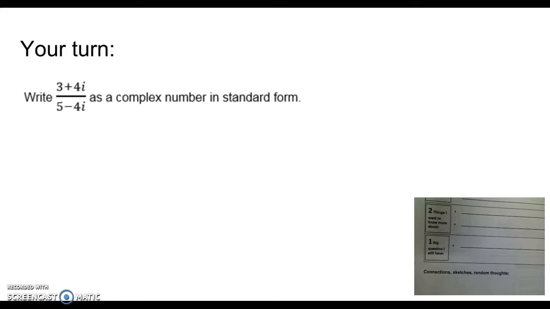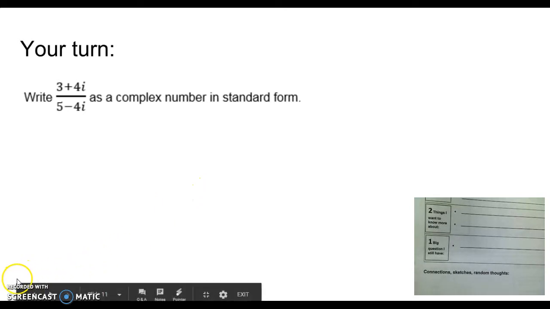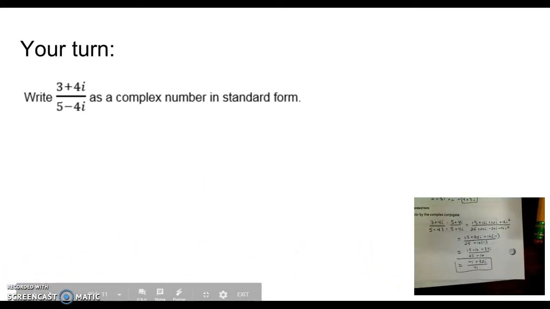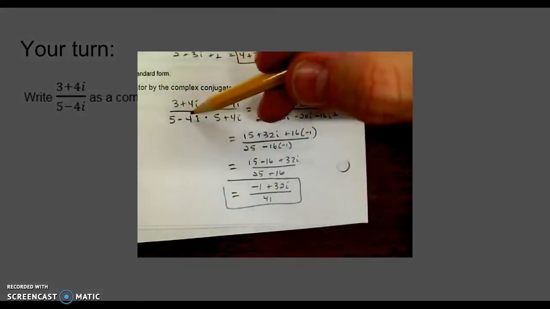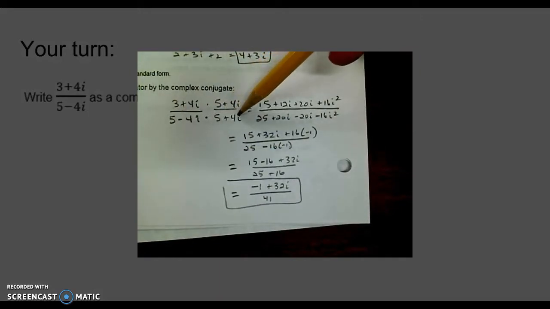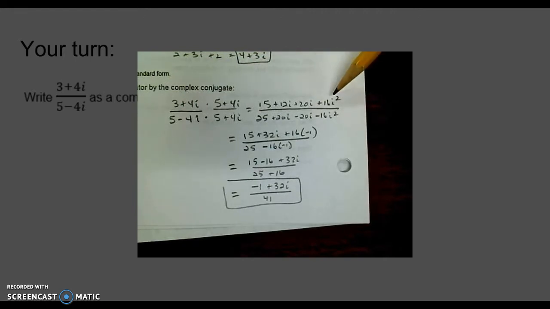So go ahead and take just a moment to practice one on your own, and we will check the answer. So together, let's check our work. So 5 minus 4i, we're going to use 5 plus 4i as a conjugate, and multiply the numerator and denominator times that conjugate. So using the distributive property twice, 15 plus 12i plus 20i plus 16i squared, that's the numerator. 25 plus 20i minus 20i minus 16i squared is the denominator.